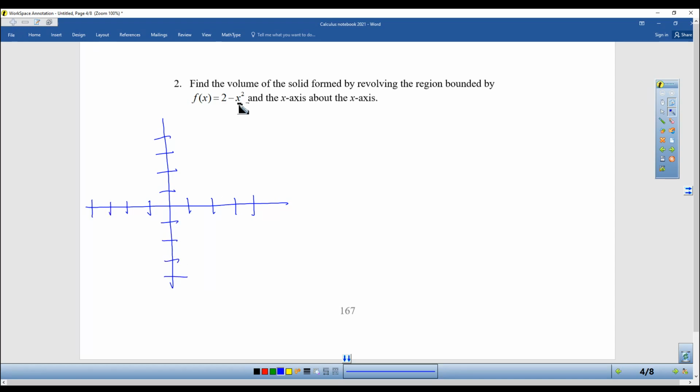So the y is a downward parabola that has been moved up 2. Its x-intercepts, when this is equal to 0, are going to be plus or minus the square root of 2, which is approximately 1.4. So somewhere around there. So it's going to look like this. I really don't need the entire thing. I'm just looking at this section right here. And that's what I'm going to rotate around the x-axis.